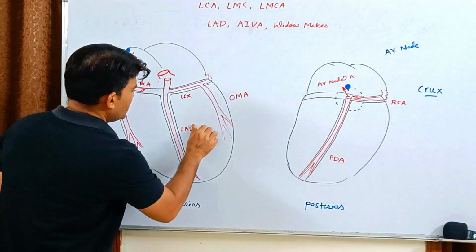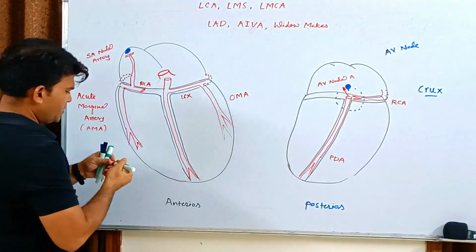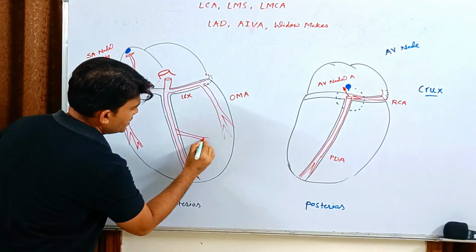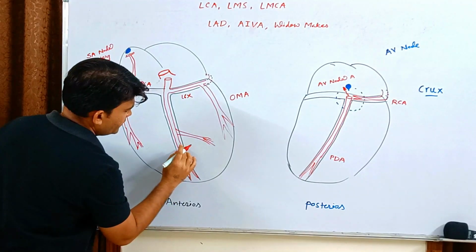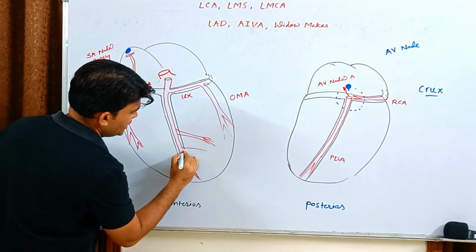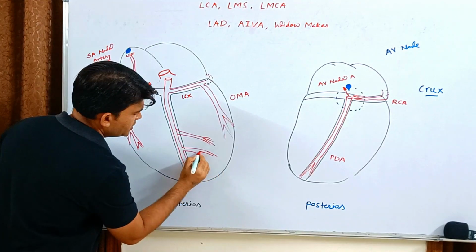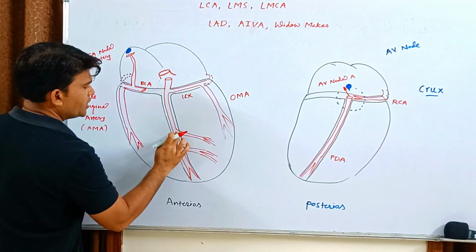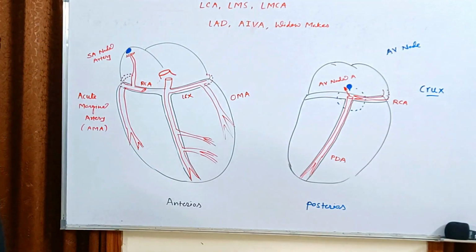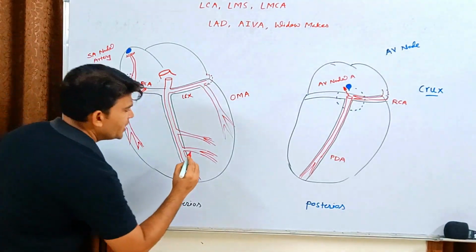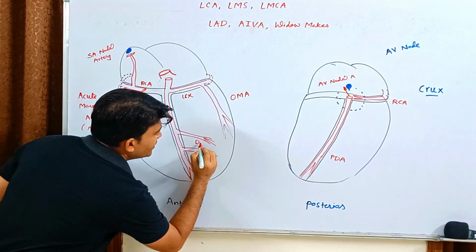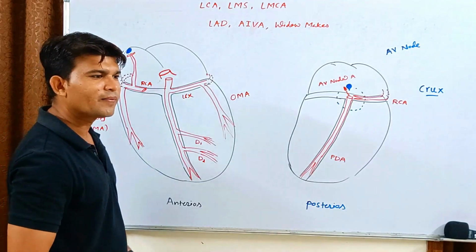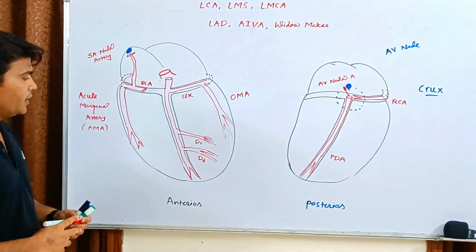And the LAD has other branches. Suppose these are the branches. Does anyone have an idea about this artery, a branch of the left anterior descending artery? This is called the diagonal 1 artery and the diagonal 2 artery. The diagonal artery.